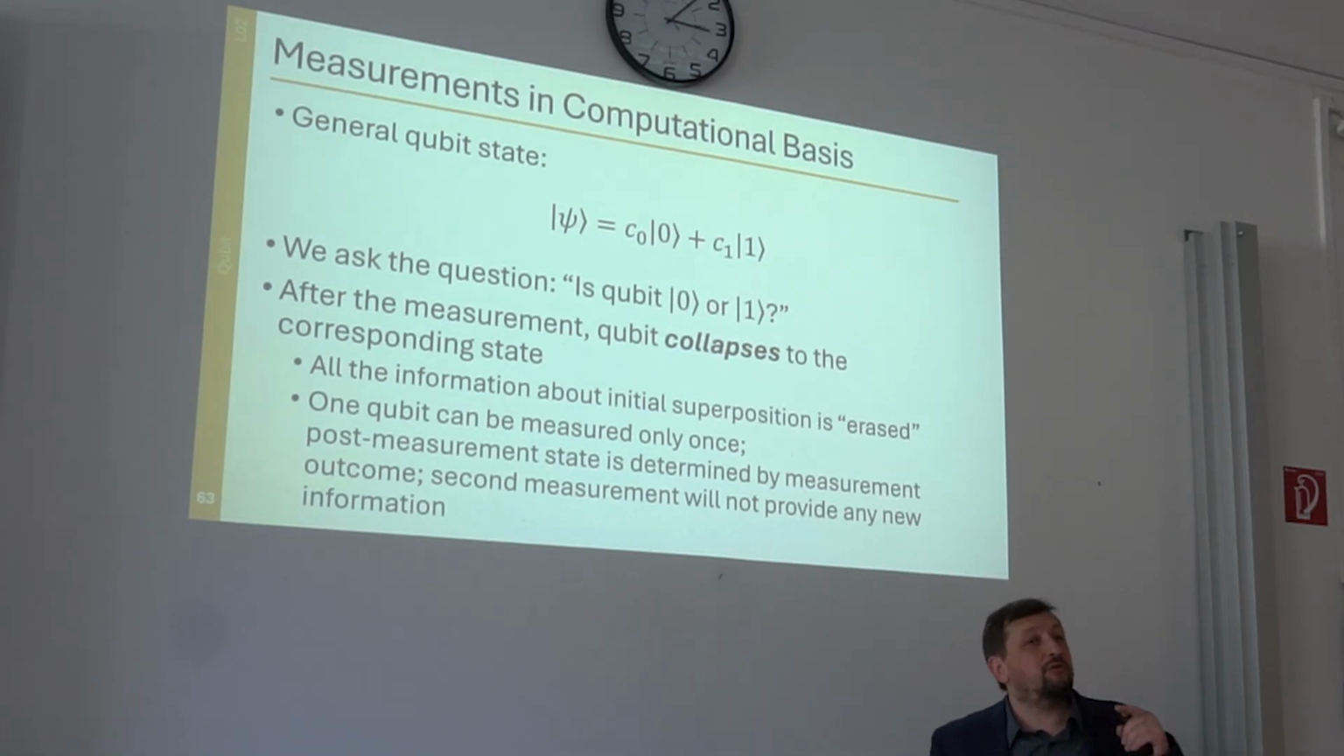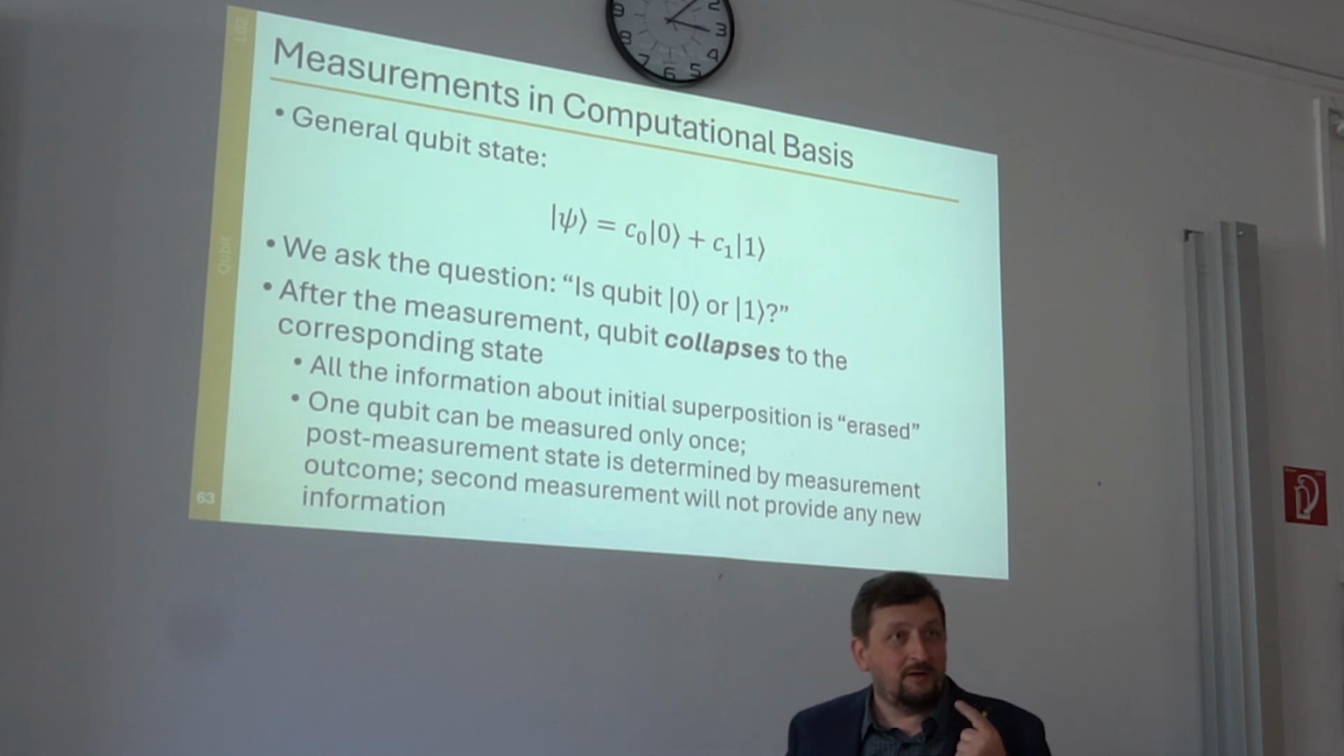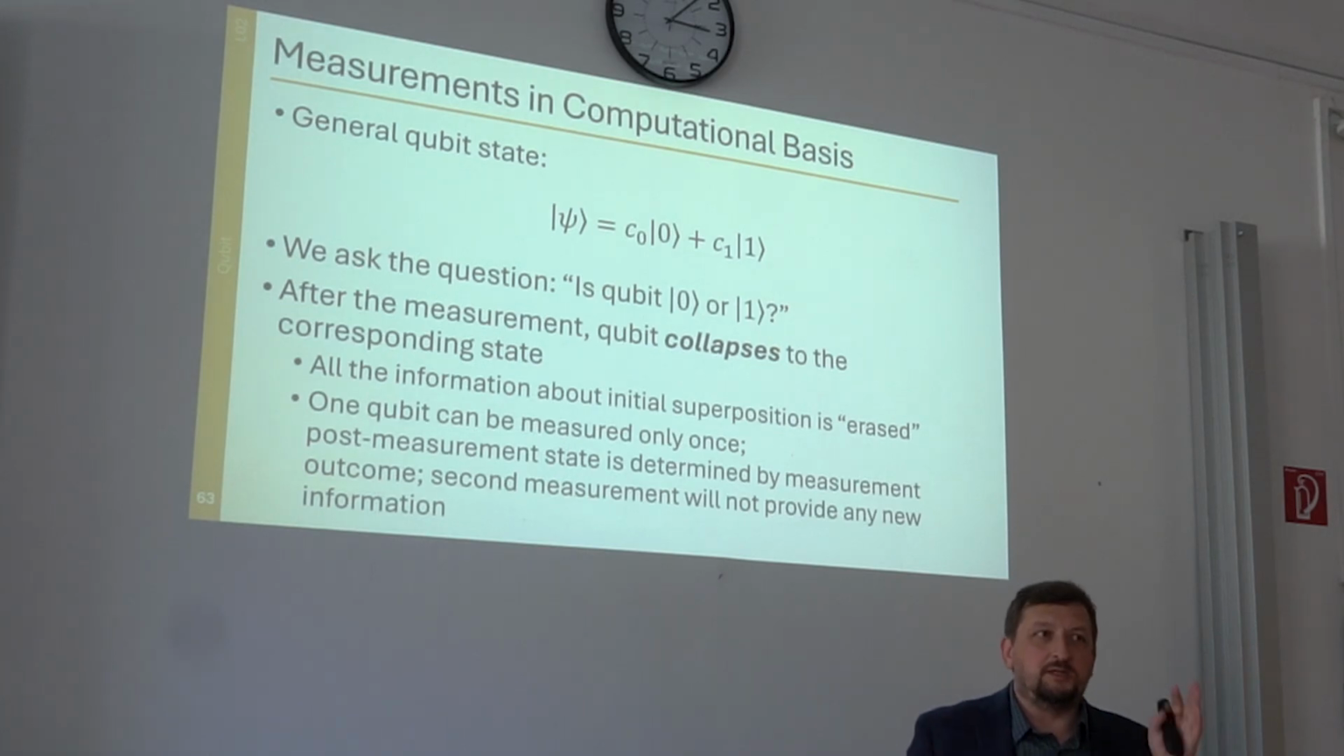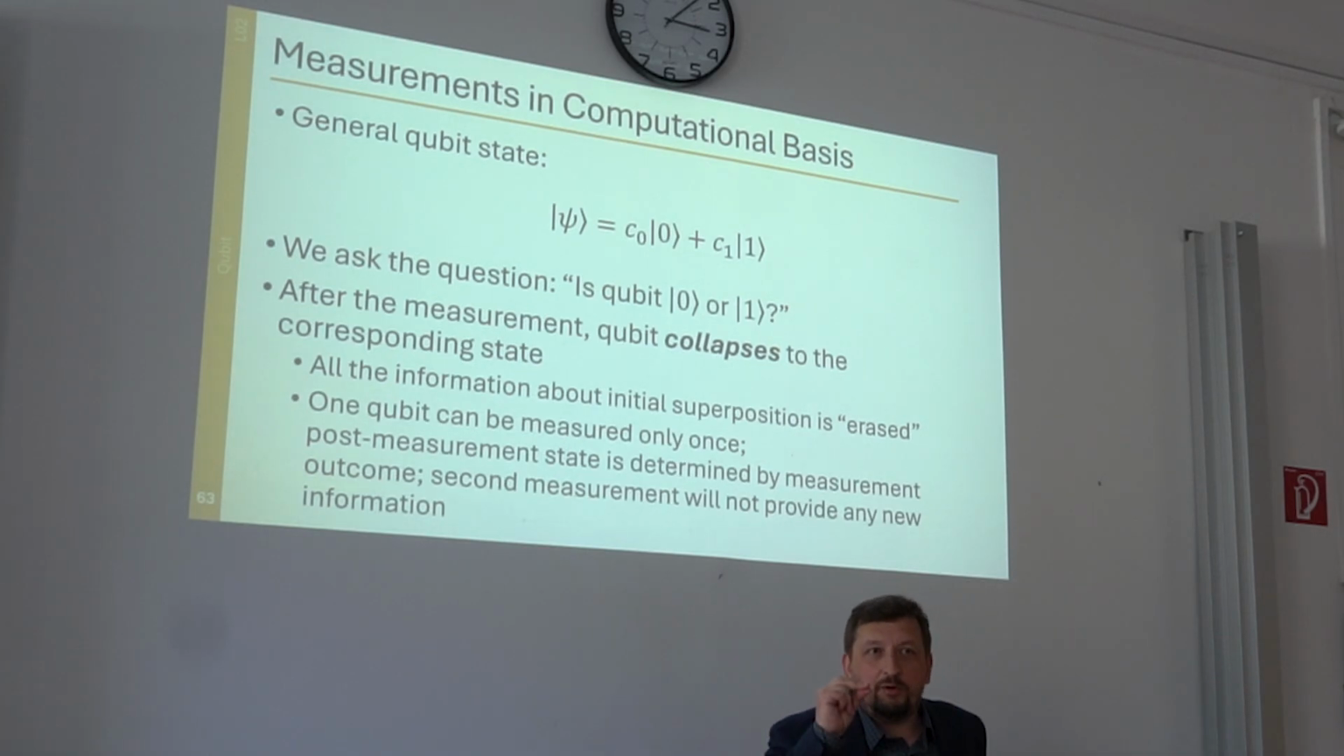That means that every qubit can be measured only once. Because we may have some superposition. We measure it and we get some outcome, 0 or 1. Or we can measure it differently, but we get some answer, and the qubit collapses to the state. And then we know what the state of the qubit is. So measuring a second time does not make any sense.